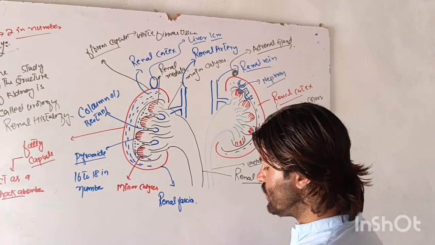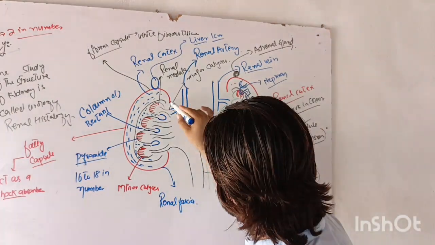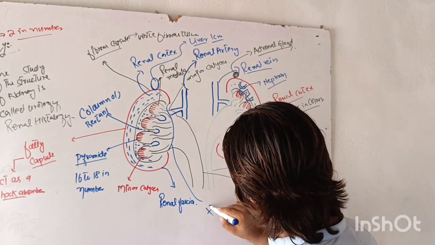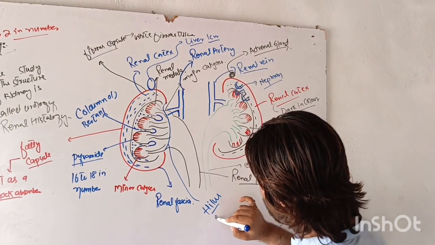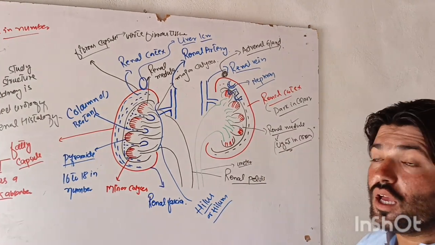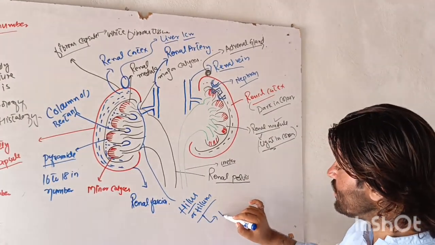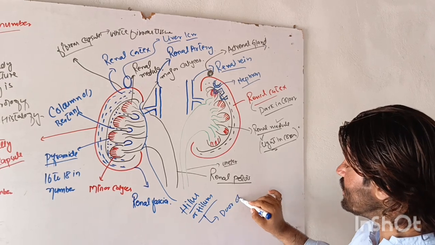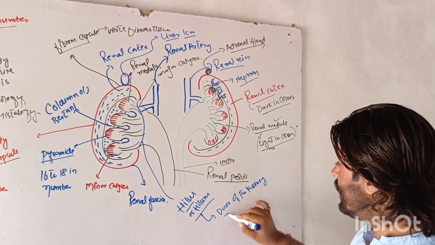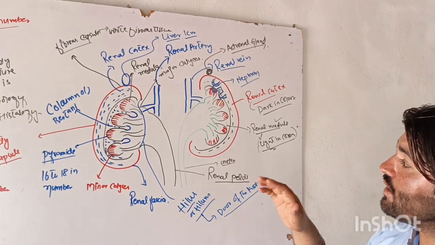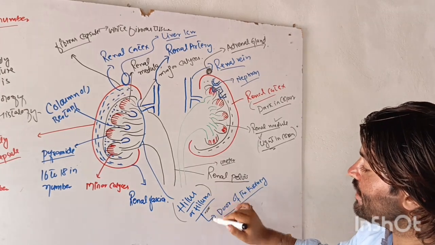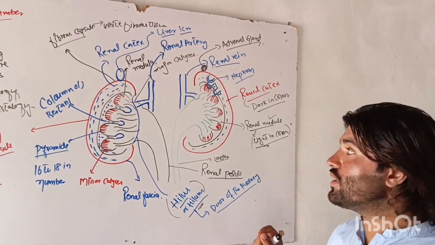This curved part of the kidney is known as the hilus or hilum. The hilus or hilum is also known as the door of the kidney, because entering and exiting occur through this part of the kidney. That is why it is called the door of the kidney.